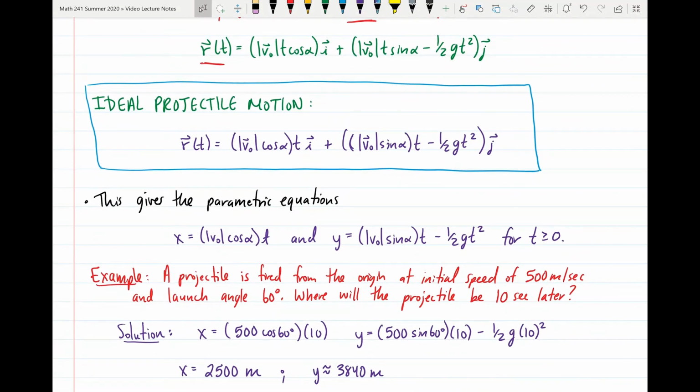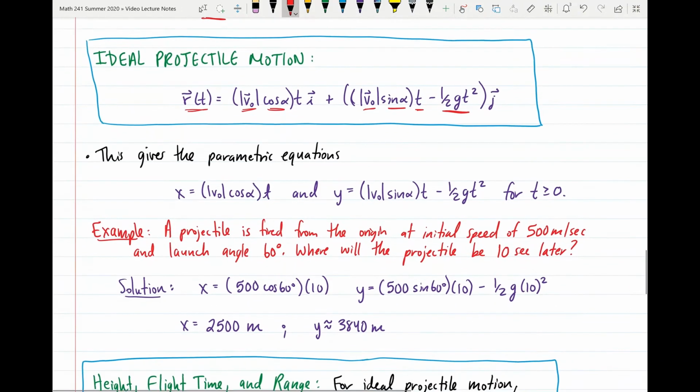So when we have ideal projectile motion, which is just projectile motion where you're starting at the origin and the only force acting on your object is gravity, then the position function for our object is given by r of t is equal to the magnitude of v naught times cosine alpha t in the i direction, and then the magnitude of v naught sine alpha t minus 1/2 g t squared, all in the j direction.